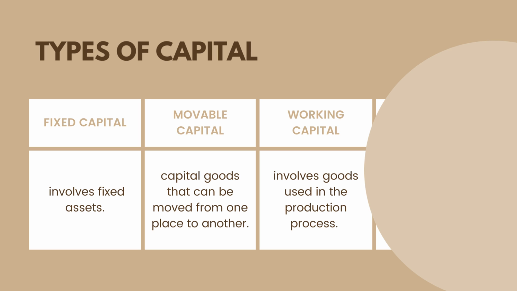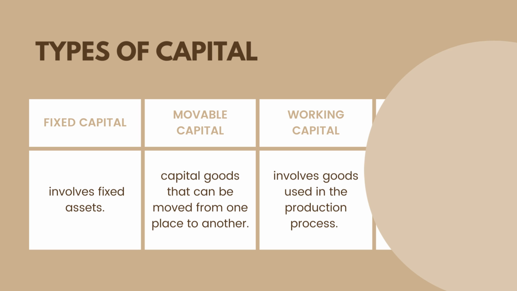Then we've got movable capital. This is basically assets such as livestock, vehicles, machinery and equipment. These are medium-term assets. These are capital goods that can be moved from one place to another. Obviously, you can move a tractor, you can move equipment, you can move your animals from one farm to another farm. Even when you're selling them, you can move them. So they are movable assets, and movable capital involves those assets.